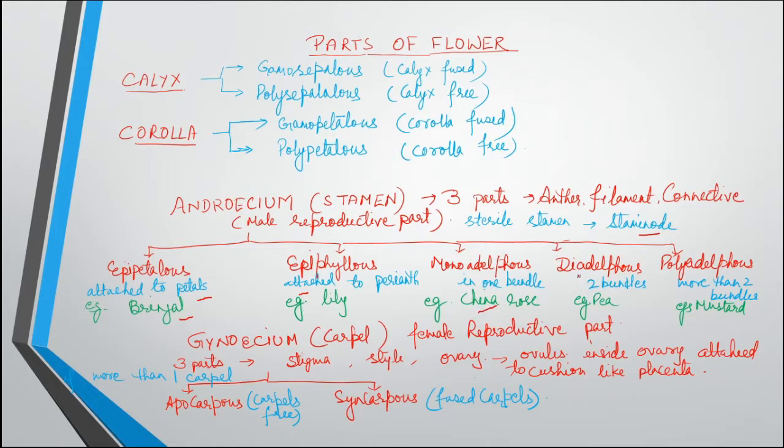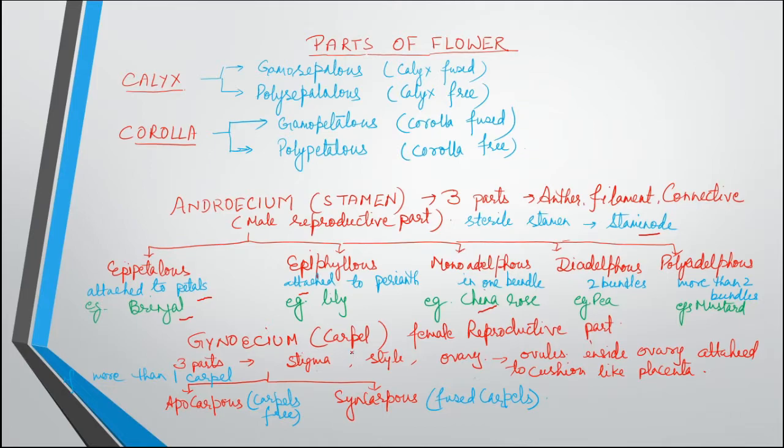Or diadelphous, when they are present in two bundles, like in pea, there are a total of 10 stamens, out of which 9 plus 1, that means 9 are present in one bundle and 1 in a single bundle, so 2 bundles are formed. And polyadelphous, when more than 2 bundles are present, for example in mustard. So depending upon their location as well as their position, in bundles of 1, 2, 3, different names are there. Now gynoecium is the innermost whorl.